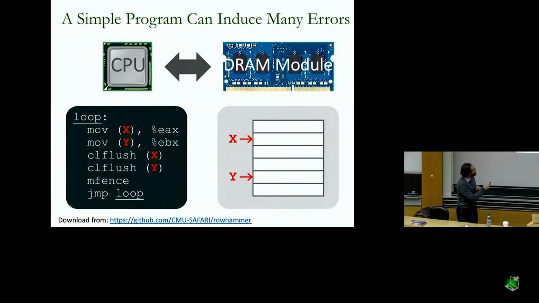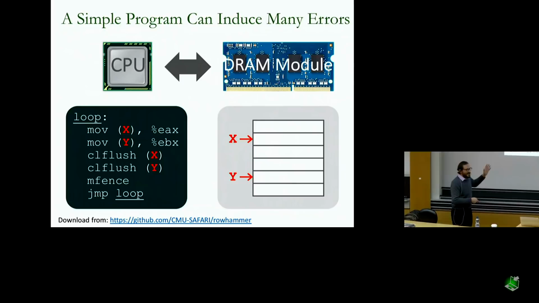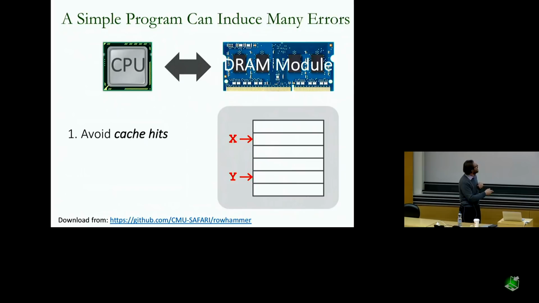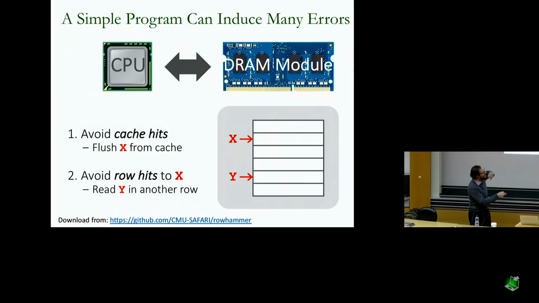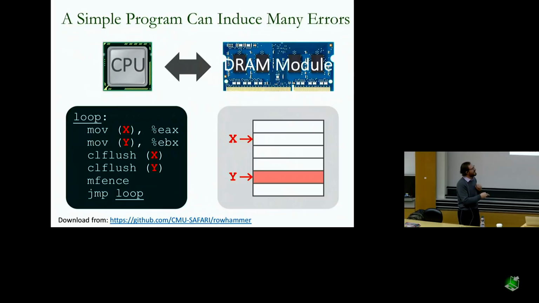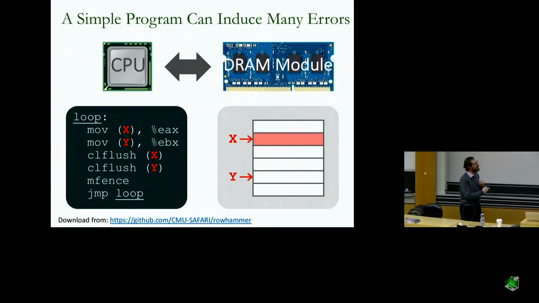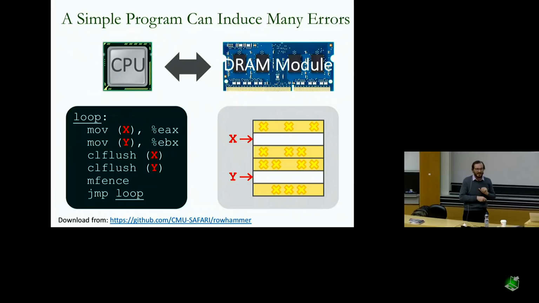And what this program does, you don't need to know x86 assembly. This is x86 code over here. You don't need to know exactly how it works. You just need to know what it does. Basically, what it does is it avoids every single cache, and it ensures that the data is accessed inside the memory. It accesses X and Y, these two rows in memory, many, many times in a ping-ponging manner, in an interleaved manner. And if the chip is vulnerable, at some point you get errors.